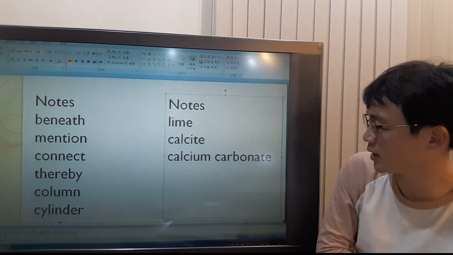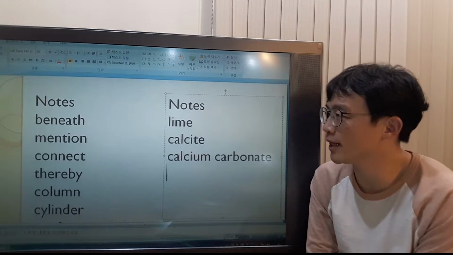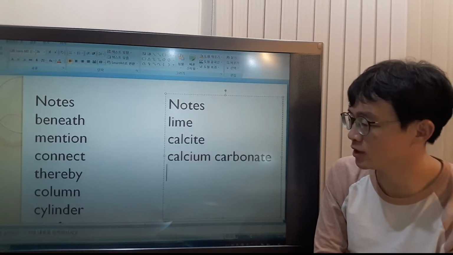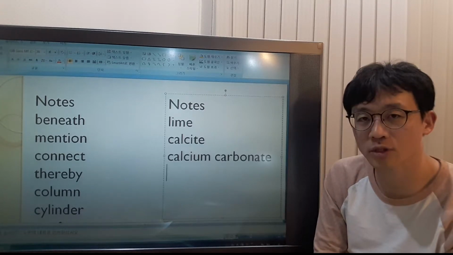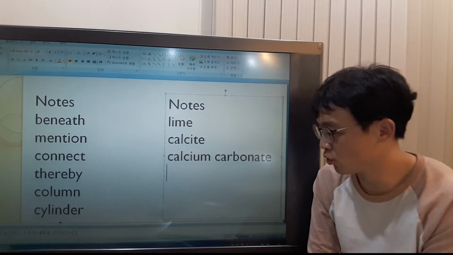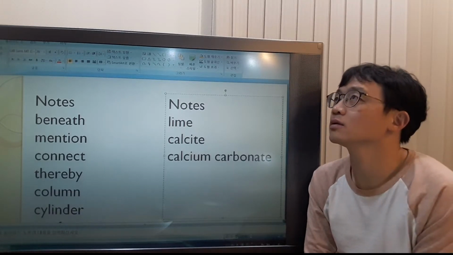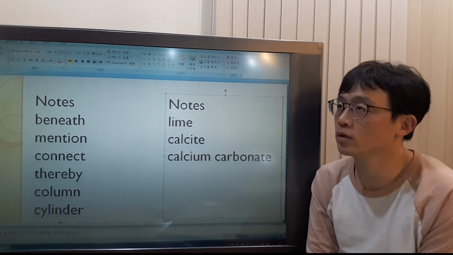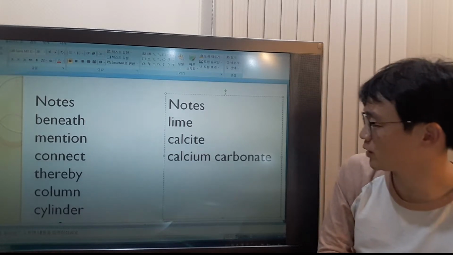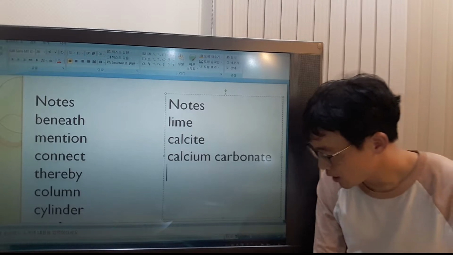So calcium carbonate is a white crystalline salt. Crystalline means looking like a crystal. Forming in limestone, chalk, marble, calcite, coral, or pearl. You understand? And they are used in making lime or cement. Okay.